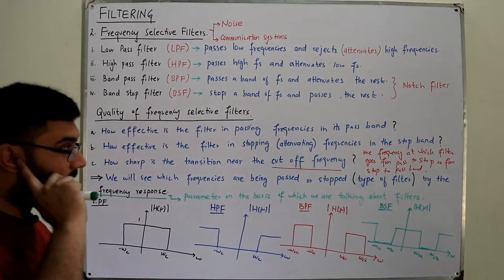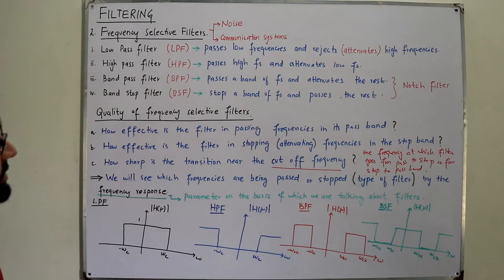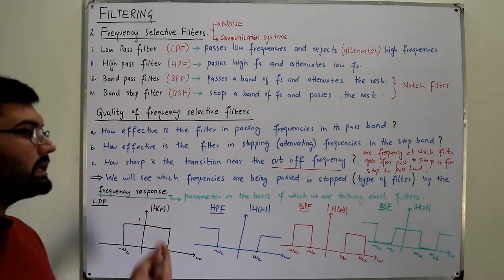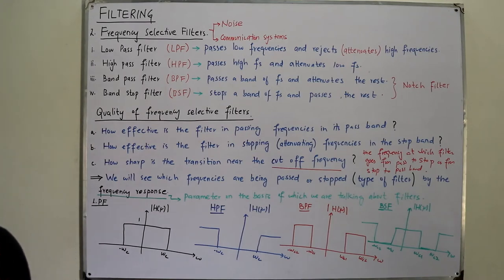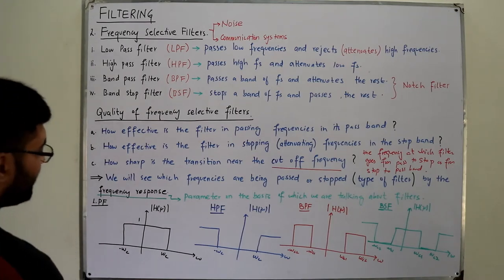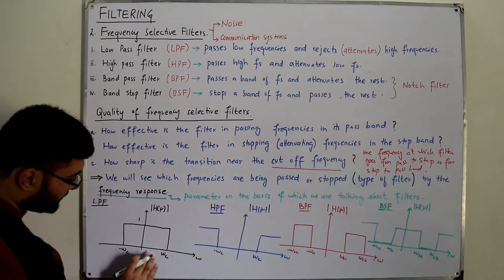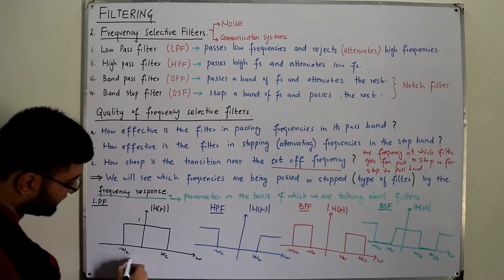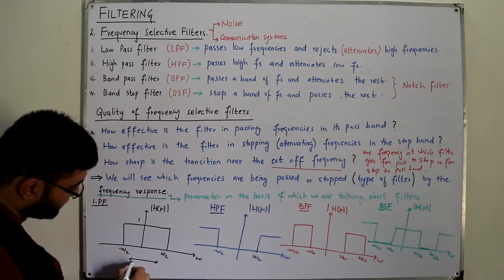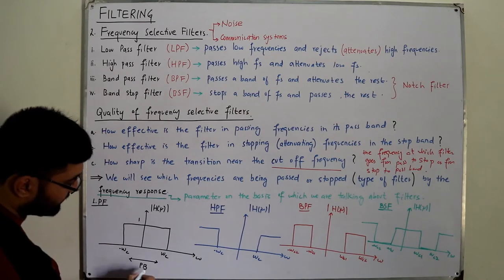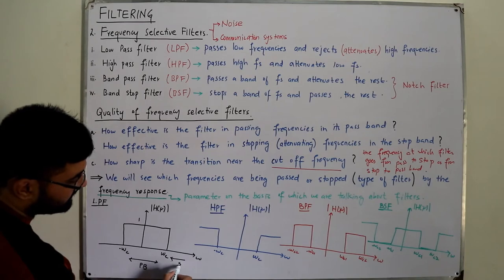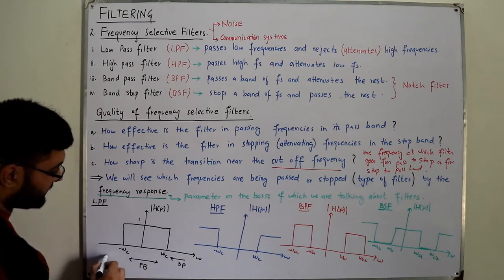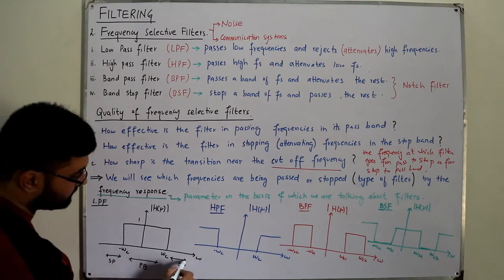Now the pass band and the stop band, so we have definitions. One is pass band, the other is stop band. So pass band is what? In which the frequencies are getting passed. So for this high pass, low pass filter, this is your pass band, let's say PB. And when it's greater than this, this is your stop band. Similarly over here, it's now your stop band. Fine.